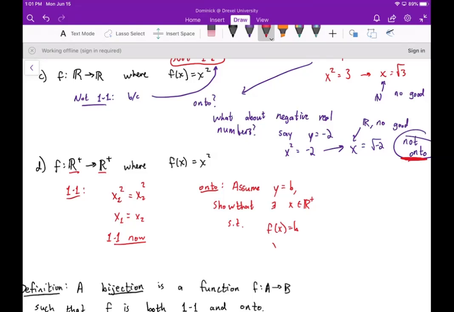Well, my f of x is x squared, so x squared is equal to b, and if I take the square root of both sides, I get x equals the square root of b, and of course, I'm only interested in the positive case this time, so I'm good here. So this is onto. We can find this every time.